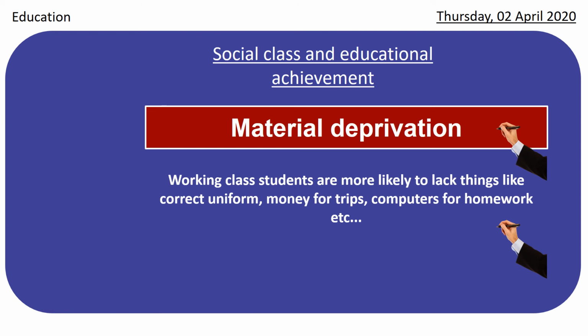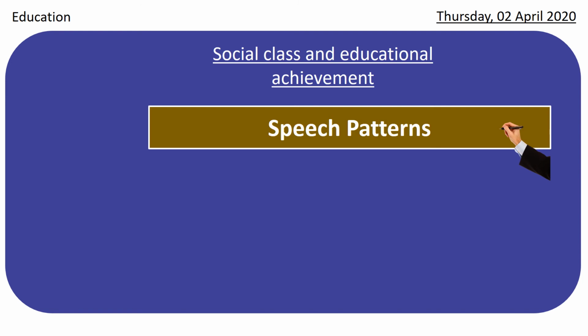If you noted anything like that on your list, next to it, can you write that that is an example of material deprivation? Anything to do with their parents not having enough money, that's an example of material deprivation. So add that to your list.